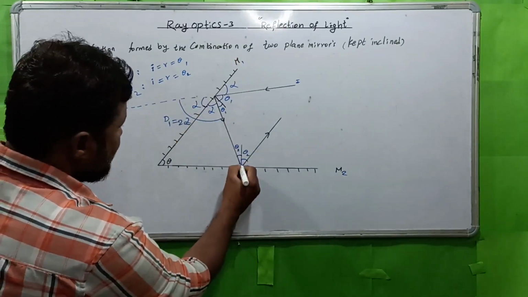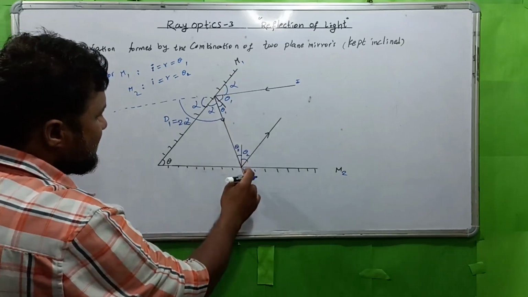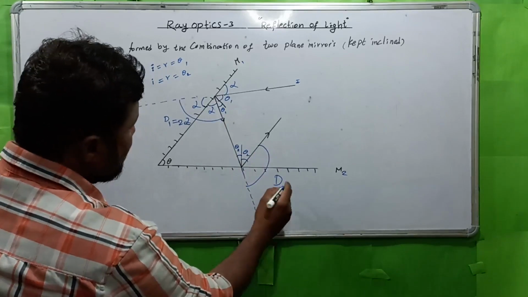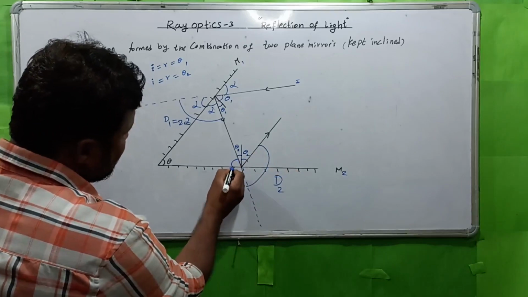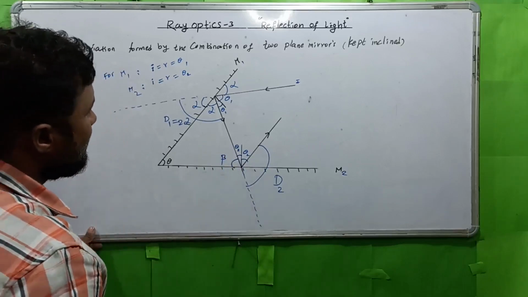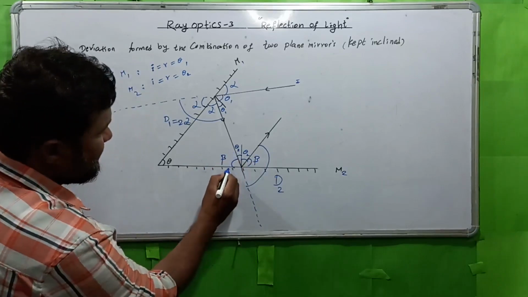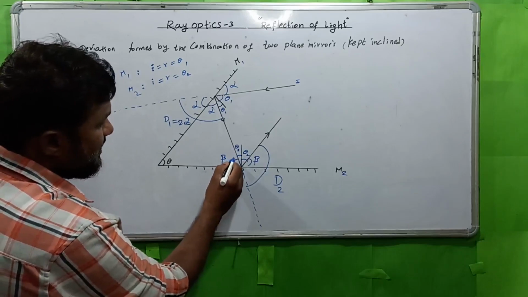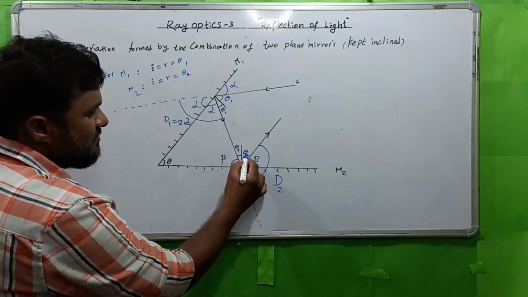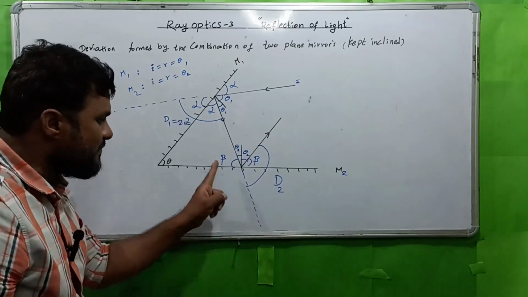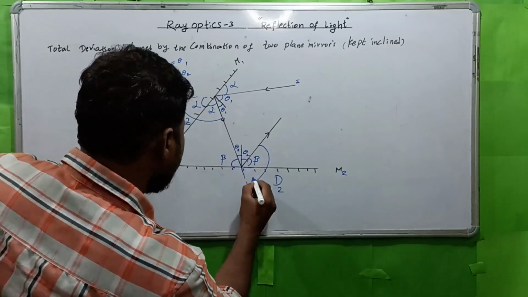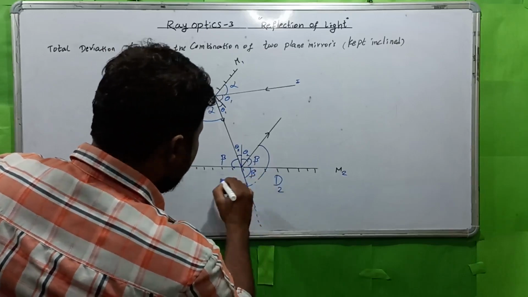For the second mirror, the reflected ray from the first mirror acts like an incident ray. If I extend this forward, this becomes the angle of deviation formed by the second mirror, d2. Let us suppose this is beta. Then 90 is equal to beta plus theta 2, so beta is equal to 90 minus theta 2. Over here also 90 is equal to theta 2 plus beta. Beta, same beta, vertically opposite angles. If this angle is beta, this angle also has to be beta.